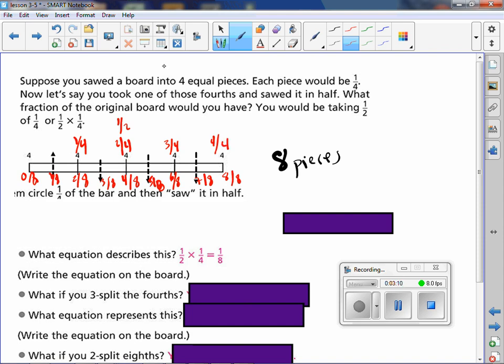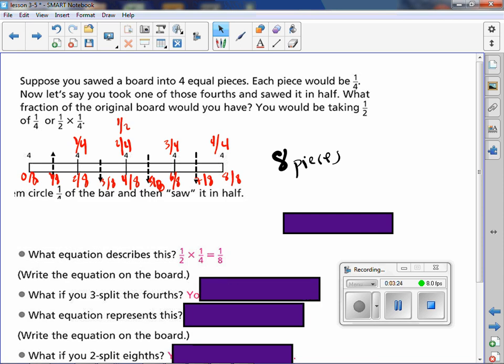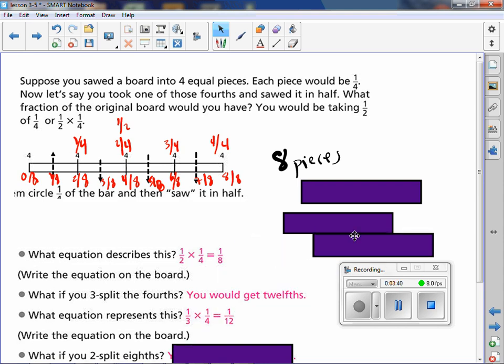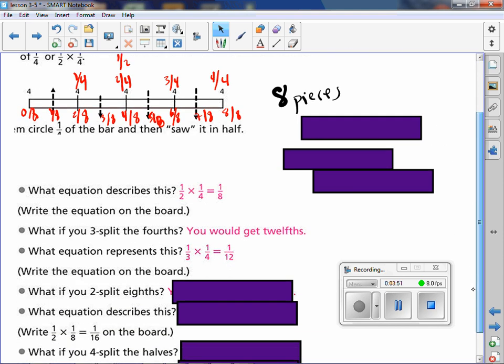Okay, so what if you split 3 of the fourths? If I take 3 of the fourths, 1, 2, 3, and I leave this other one whole, what would I have? When I look at that, I would get 12ths. If I split 3/4, you would get 12ths, because you look at it like this: 1/3 times 1/4. Split the fourths, 3 of them. Multiply across, I get 12ths. I'd have 1/12.